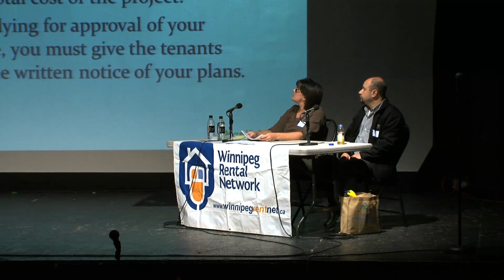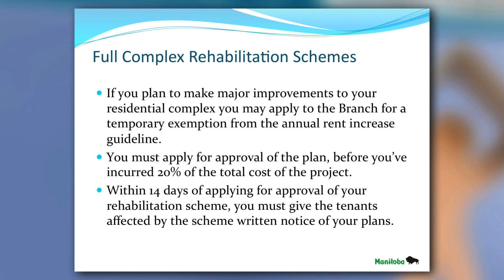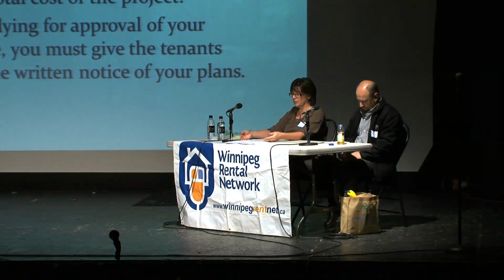So we'll talk about rehabilitation schemes. This is information about a full complex rehabilitation scheme. So if you plan to make major improvements to your residential complex, you can apply to the branch for a temporary exemption from the annual rent increase guideline. You have to apply for approval of the plan before you incur 20% of the total cost of the project. And within 14 days of applying for approval of the rehab scheme, you have to give your tenants affected by the scheme notice of your plans.